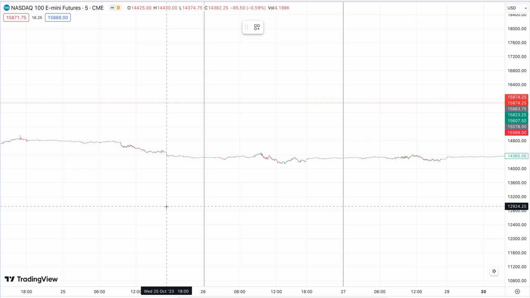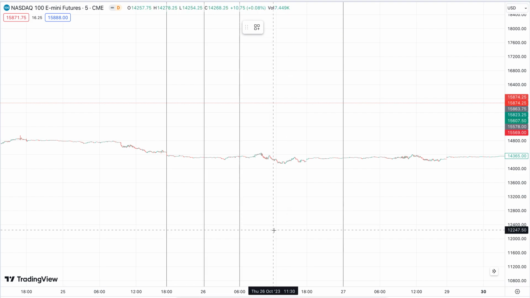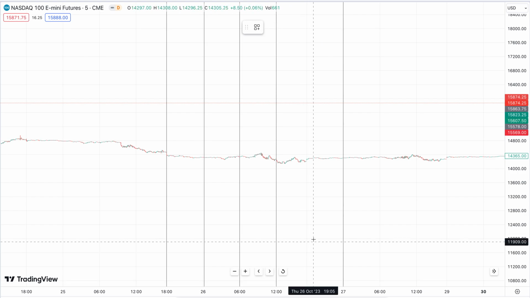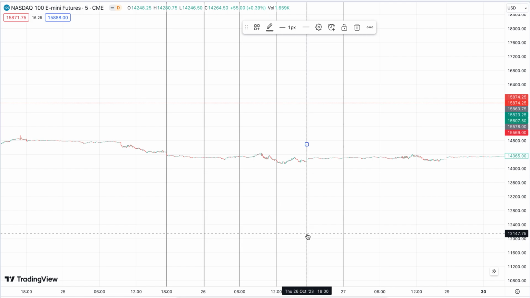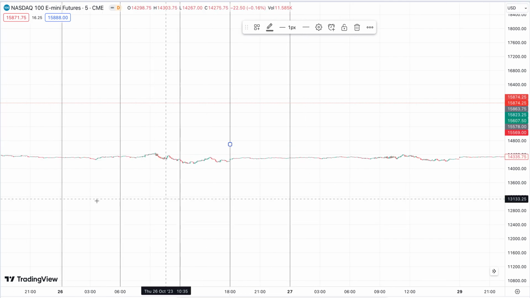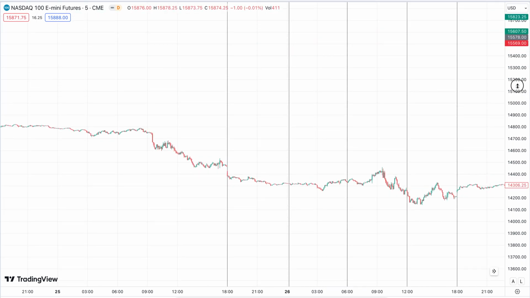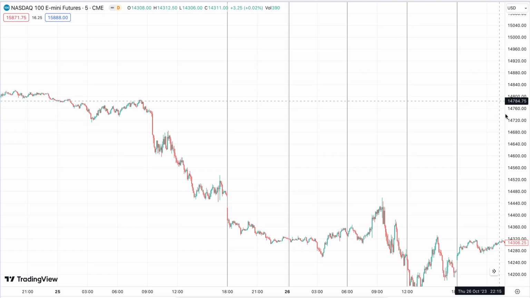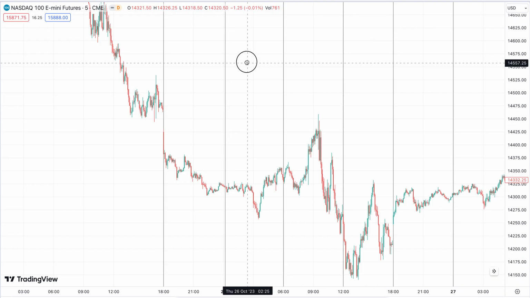1800, 6 o'clock, 12 o'clock, and 1800 again. Oh, it didn't look like much movement, but it is actually. That's enough to get along with.